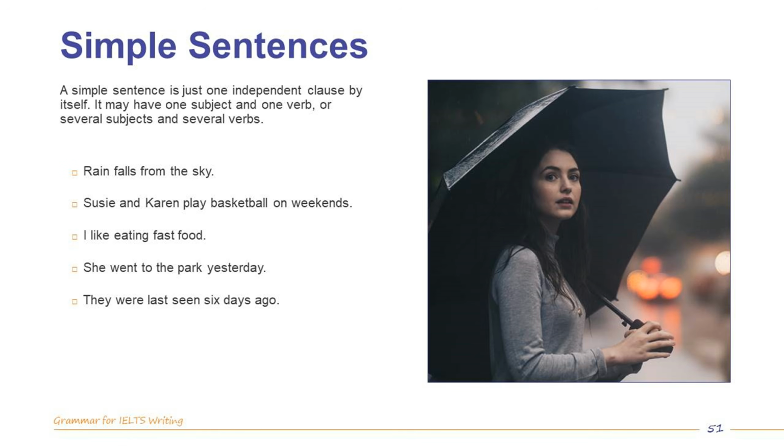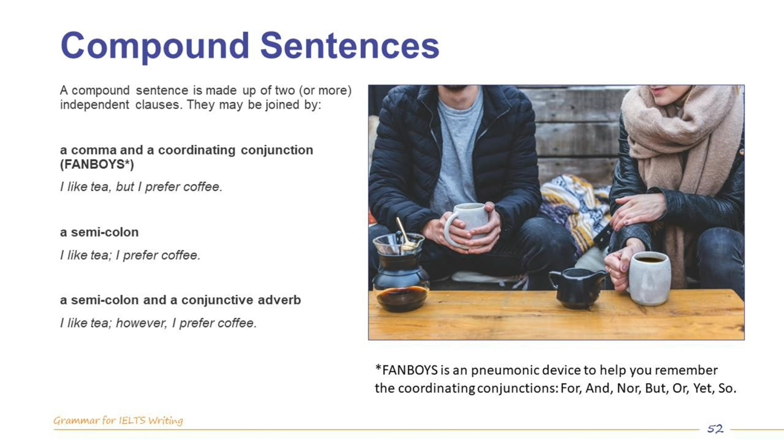A simple sentence is just one independent clause by itself. It may have one subject and one verb, or several subjects and several verbs. A compound sentence is made up of two or more independent clauses. They may be joined by a comma and a coordinating conjunction. Coordinating conjunctions are often known as fanboys.